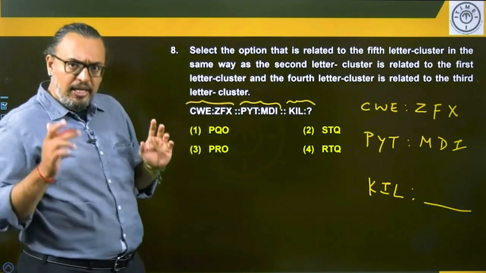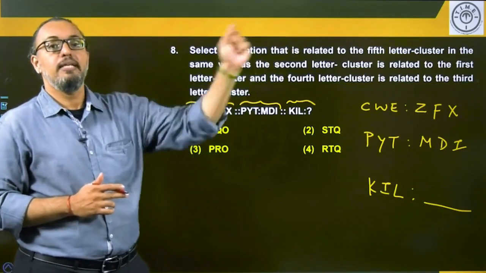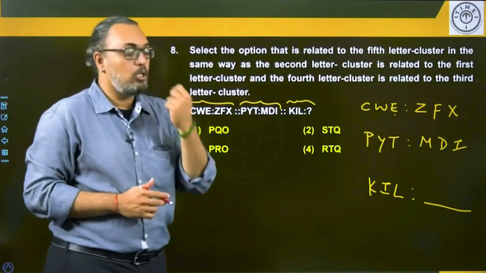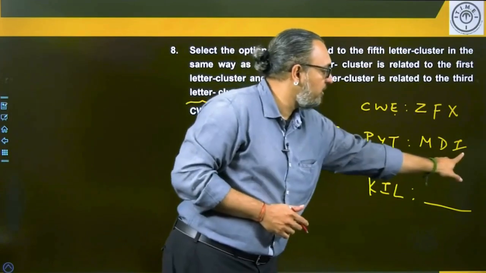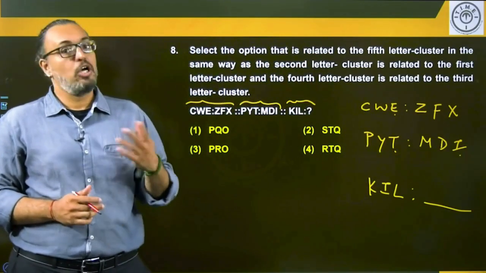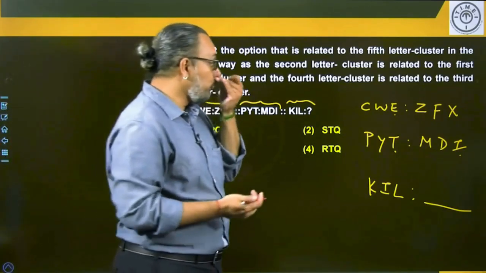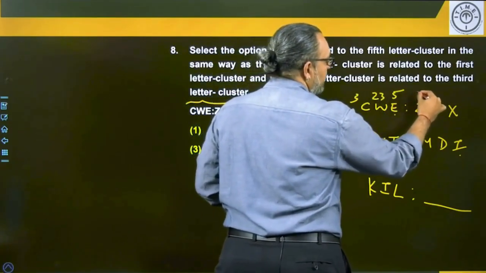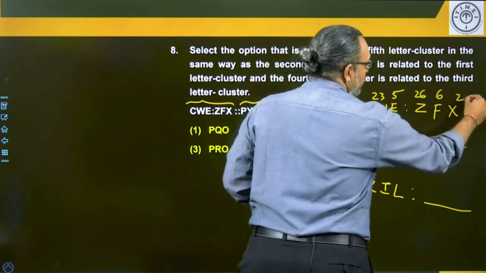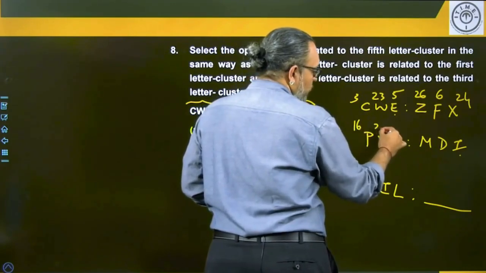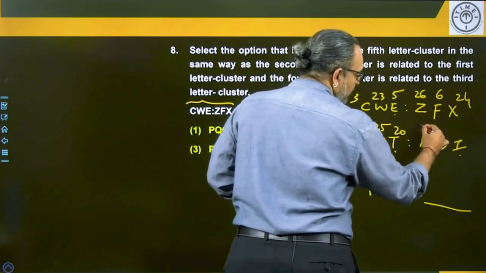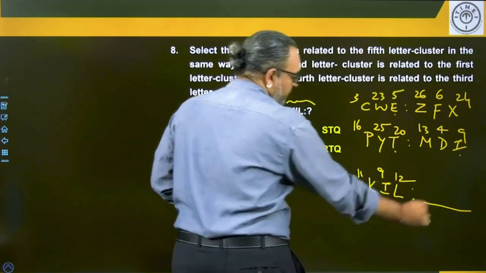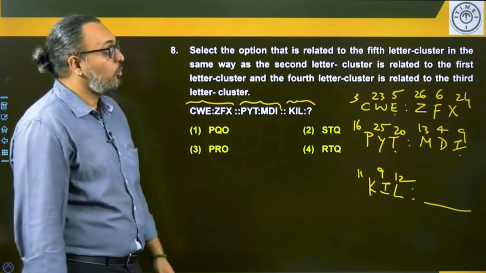So, letter analogy. Now again the first thing you look at is vowel, is there any relation to vowel. So here you have an E, but here I have an X. So it is not about vowel. And here also you have a T which is a consonant, but there you have an I. So it is not about vowels and consonants. So again what do we do? We look into the place value. So we have 3, 23, 5, this is 26, 6 and 24. Then here you have 16, 25, 20. Then here you have 13, 4 and 9. And here you have 11, 9, 12. So what is it that we need to look at here?